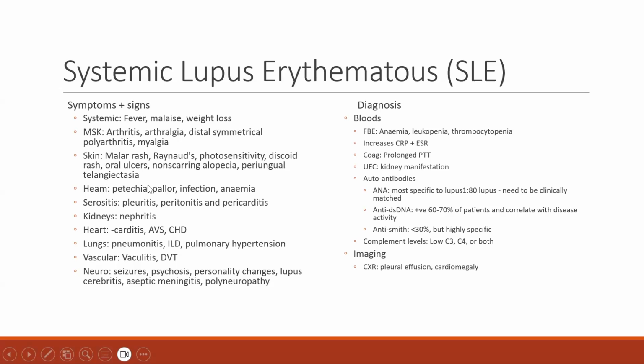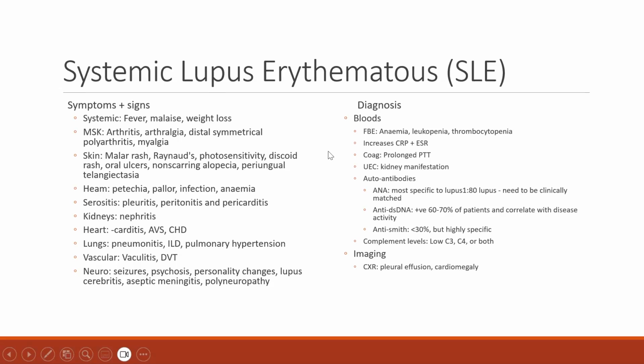Heme: we get petechiae, pallor, infection, and anemia. We also get inflammation of the serous membranes: pleuritis, peritonitis, and pericarditis. In the kidney, they can get nephritis. In the heart, we get carditis and other conditions. In the lung, we get pneumonitis, interstitial lung disease, pulmonary hypertension. We also get vasculitis, and neurological symptoms can be seizures, psychosis, some personality change. We get cerebritis, aseptic meningitis, and polyneuropathy.